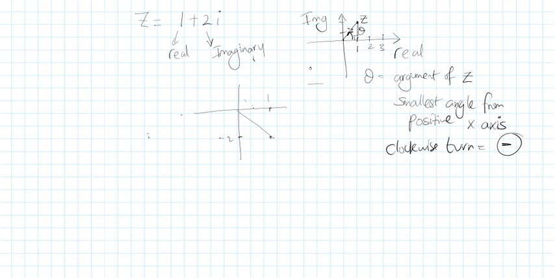If you move anti-clockwise, it's quite a big angle from the positive x-axis. However, if you move clockwise, it's a very small angle. So the angle of the triangle was 1.107. Okay, but since we are moving clockwise, it's minus 1.107. So for the last one, we actually don't need to do any workings. It's quite straightforward.